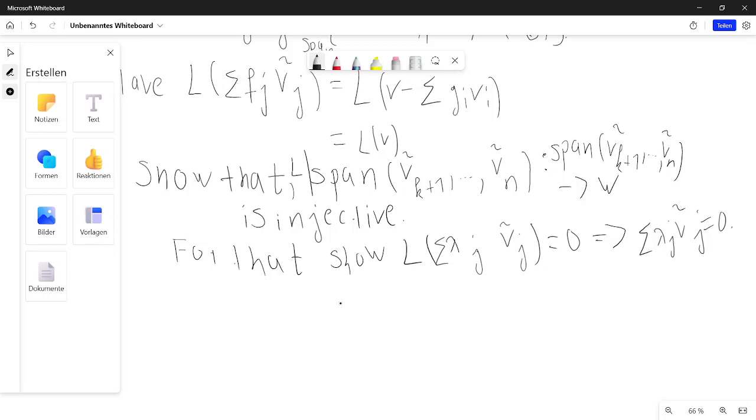I mean, that would already mean, because of linear independence, that all the coefficients are zero. We would have taken this vector. It would not mean that it is in the kernel, right? We just mean that the kernel is only the zero vector, right? How do we show that?